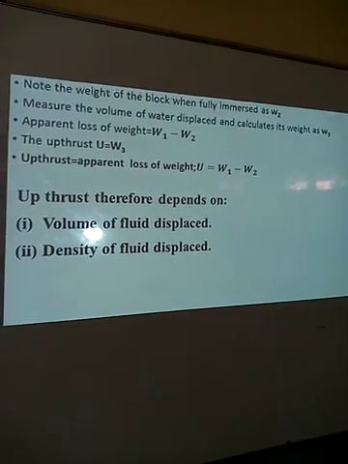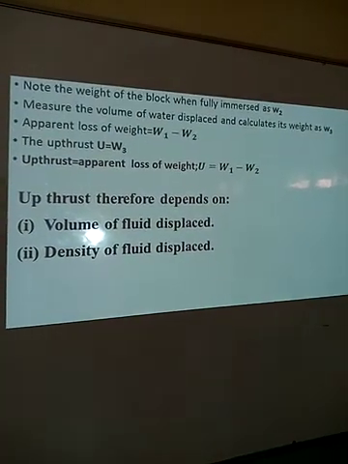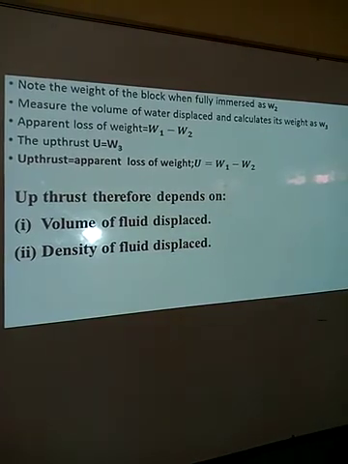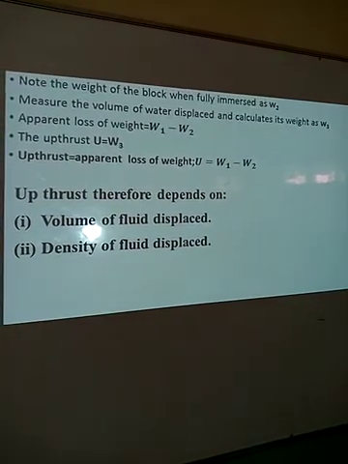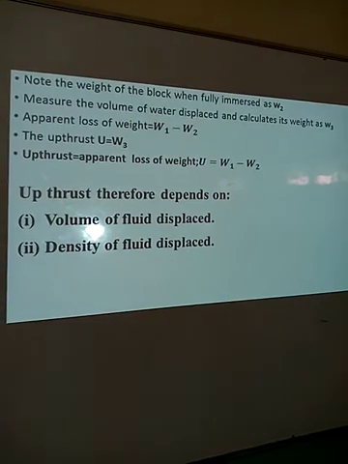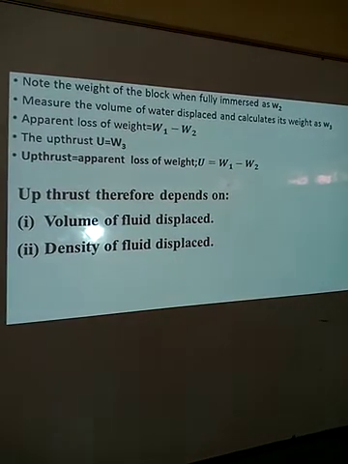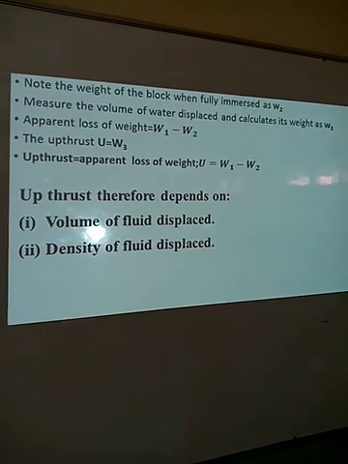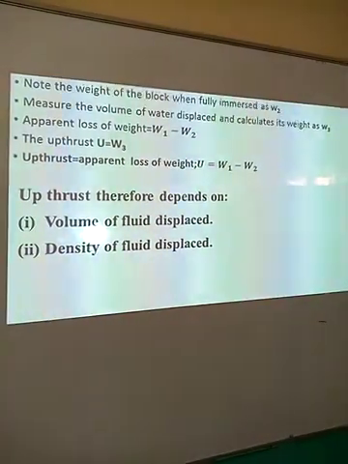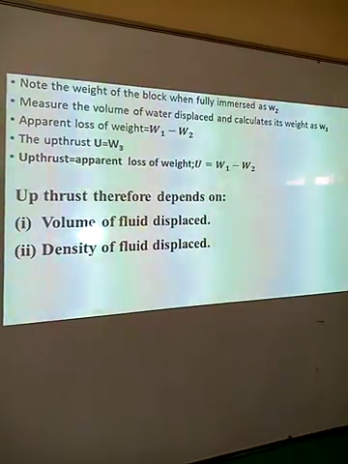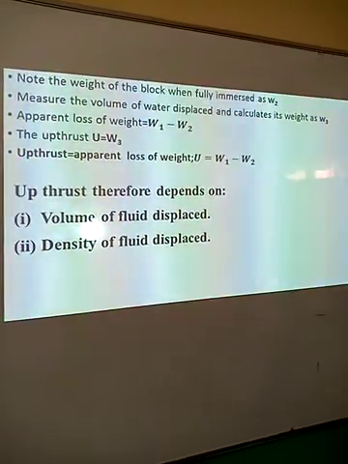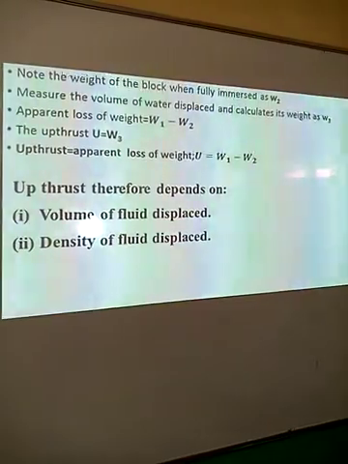And objects tend to weigh less when they are immersed in a fluid. So we expect in this case W2 to be less than W1. The weight in water will be less than the weight in air. And what causes that is upthrust. Then the next step is we measure the volume of water displaced and calculate its weight. When we have the volume and we know the density of water, we are able to calculate its weight. So its weight, we'll record it as W3.